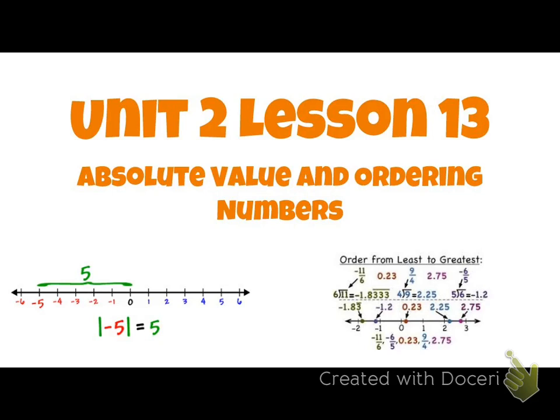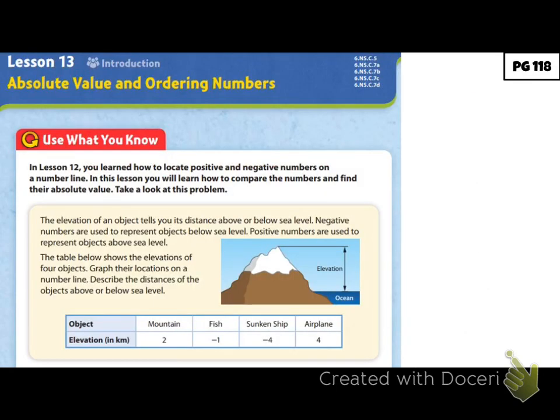Alright, so now we're going to use what we just did on Lesson 12 and work with Lesson 13, which is still positive and negative numbers, only now we're going to talk a little bit about absolute value of these positive and negative numbers and putting them in order. So, the elevation of an object tells you its distance above or below sea level. Negative numbers are used to represent objects below sea level. Positive numbers are used to represent objects above sea level, which once again I told you previously, above is positive, below is negative.